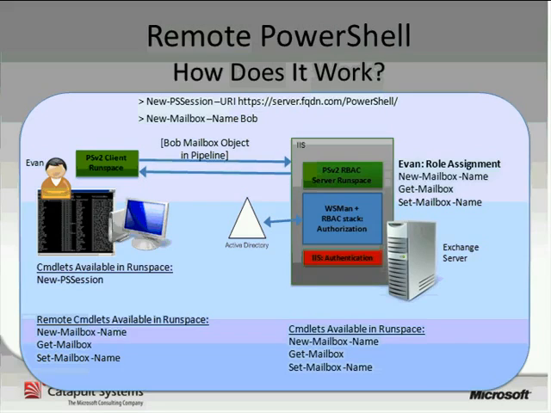It does an IIS authentication, which brings up the Windows Security Management and the RBAC stack, which does authorization against Active Directory. Evan has a role assignment, and which commandlets are available to him are enumerated. And he creates a new PowerShell version 2 run space. So he's actually opened the session on the remote server. And you'll notice that the commandlets that he got in his role assignment are the commandlets that are available in his run space.